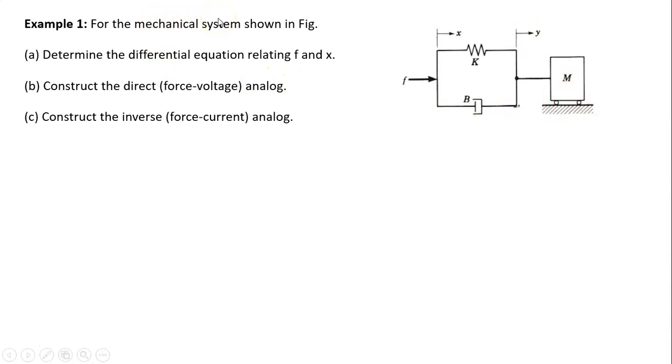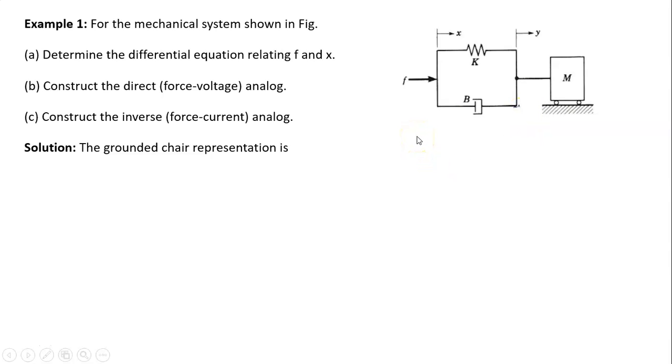For the mechanical system shown in figure, determine the differential equation relating F and X, construct the direct (force voltage analog), and construct the inverse, that is force current analog. Therefore, solution. First of all, we will draw the grounded chair representation of this diagram.